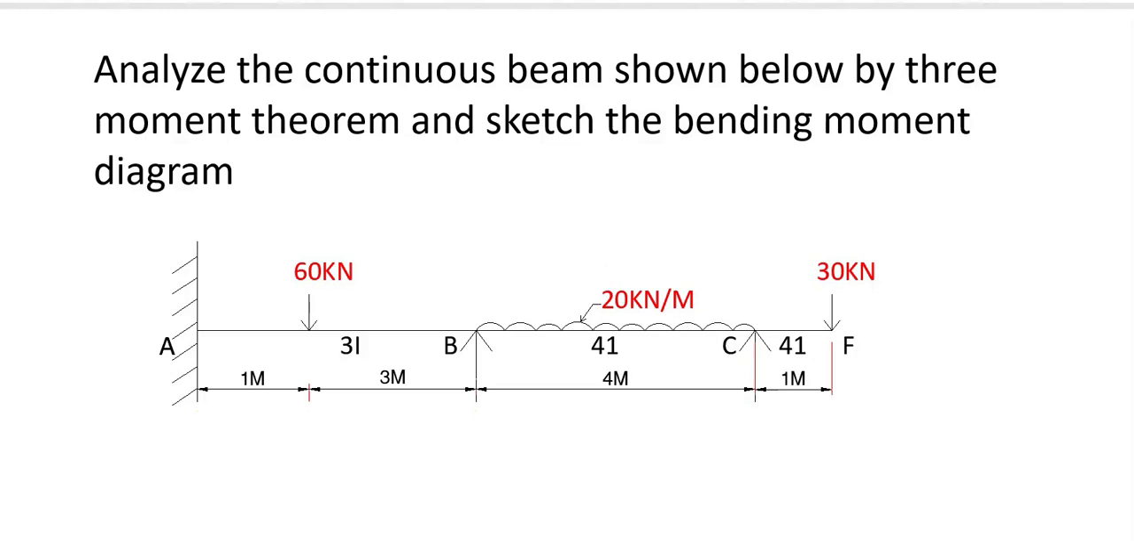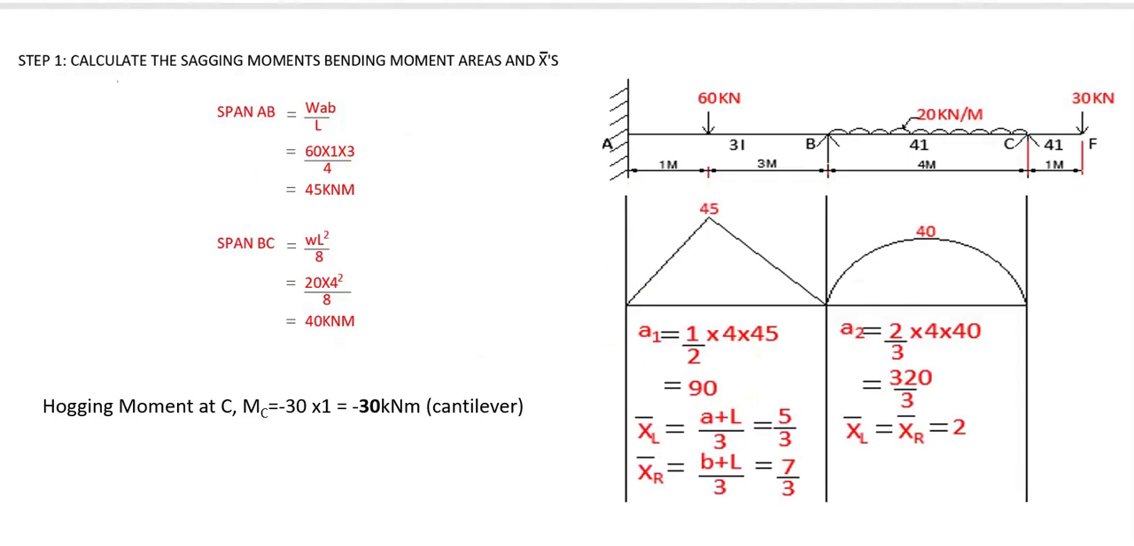So now let's go to the very first step. First step is to calculate the sagging moments and bending moment areas, and of course the X bars. For span AB, we have a point load, so the sagging moment is WAB divided by L. Our W is the point load. Our A is the distance from A to where the point load is, which is 1 meter, and B is from the point load to support B, which is 3 meters. So it's 60 times 1 times 3 divided by 4, and you get 45 kilonewton meter.